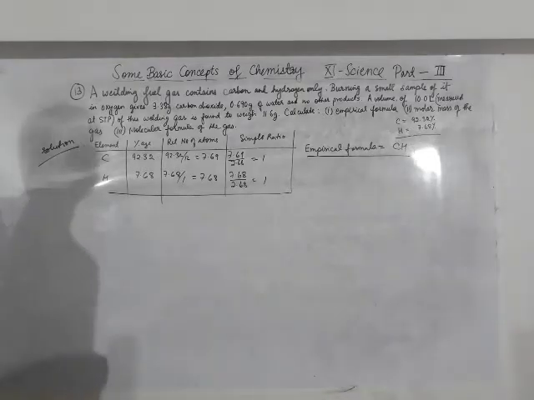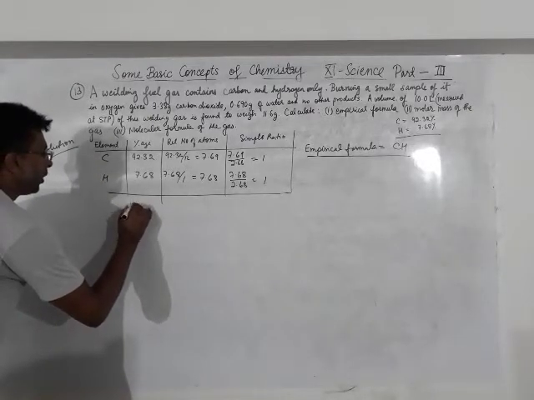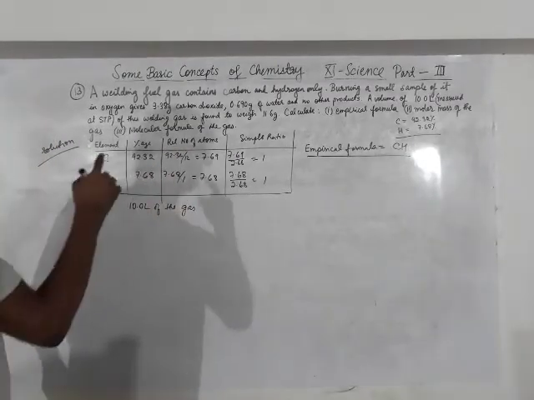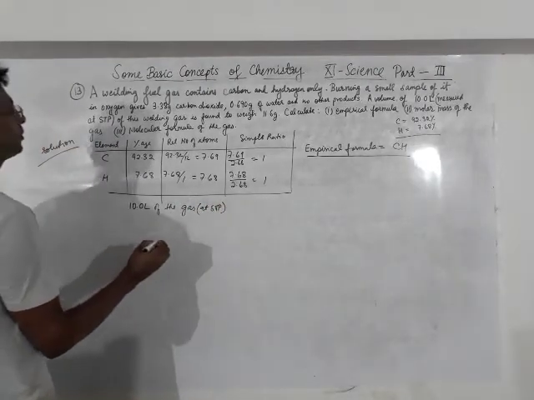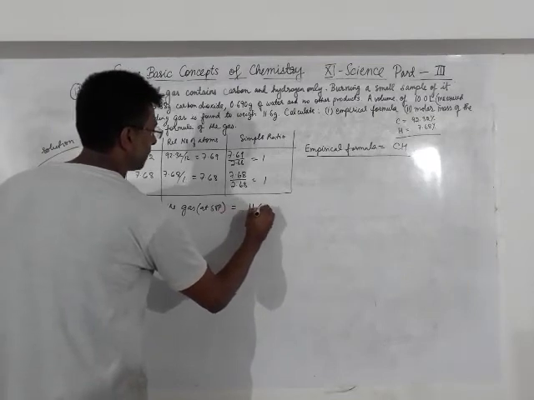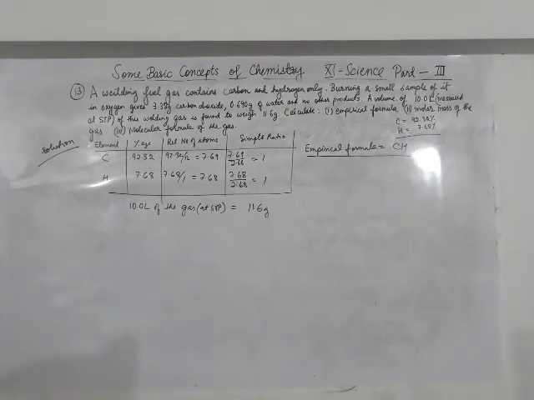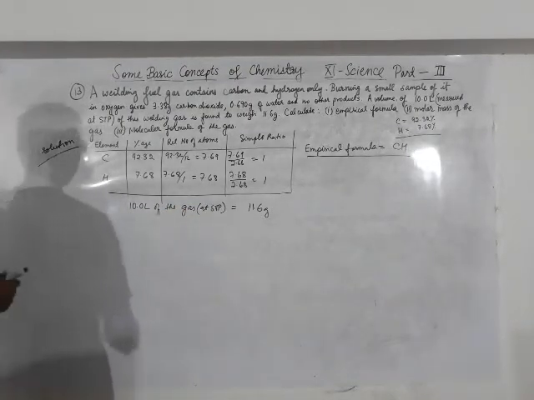10 liters of the gas measured at STP was found to weigh 11.6 gram. So write down the sentence: 10.0 liter of the gas, this gas only, at STP, was found to weigh 11.6 grams. This is a very, very important clue in the question, which will help us to solve the equation. Now, at STP, 10.0 liter of the gas is weighing 11.6 grams.